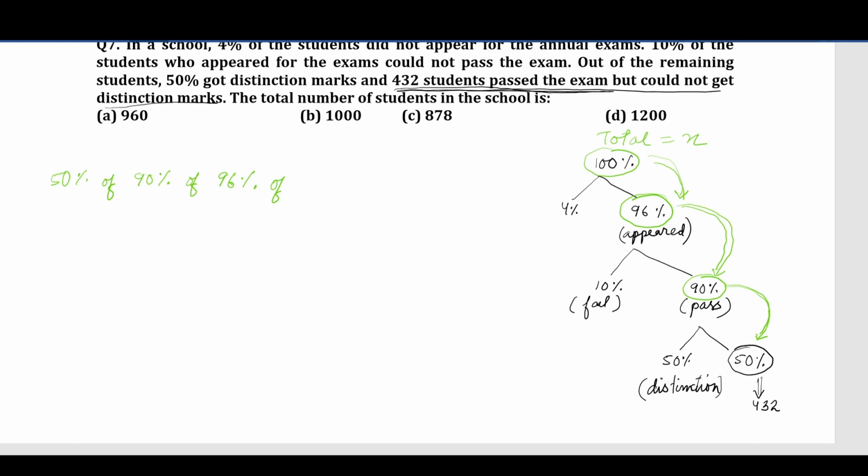Let the total number of students be x. So 50% of 90% of 96% of x will be equal to 432. So 50 by 100 into 90 by 100 into 96 by 100 of the total students x is equal to 432.